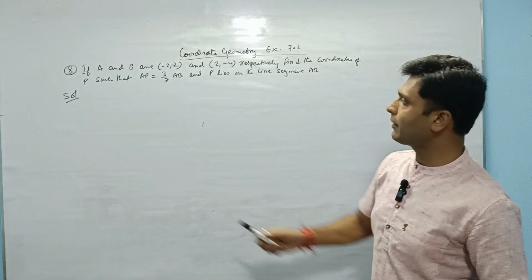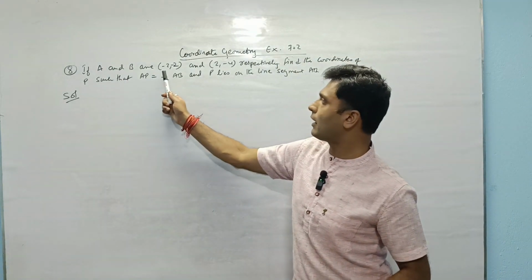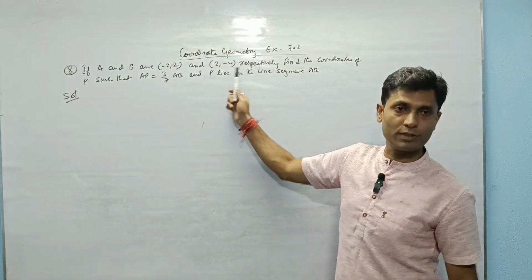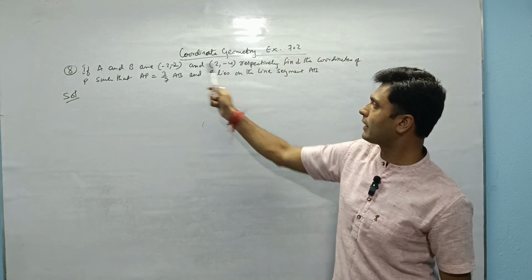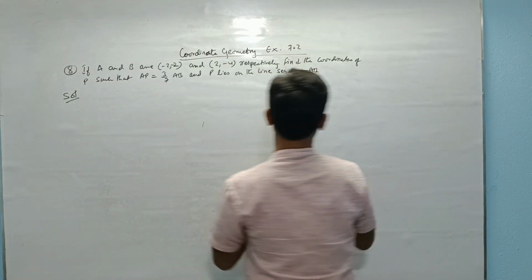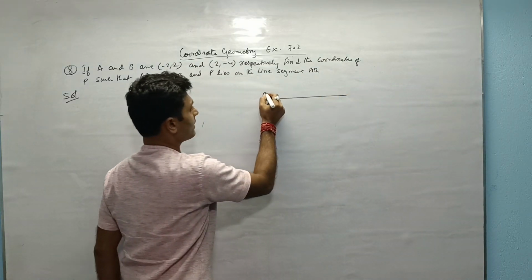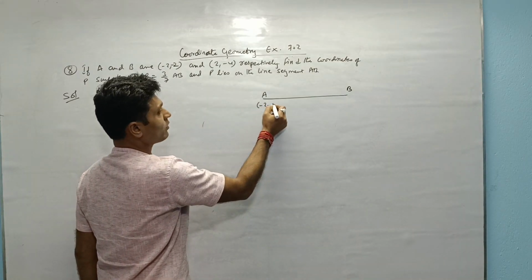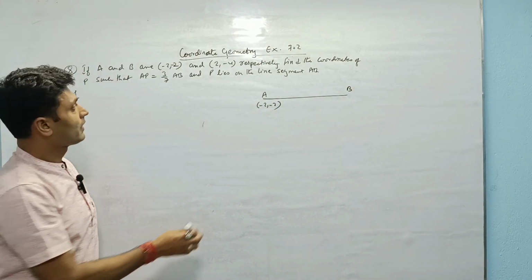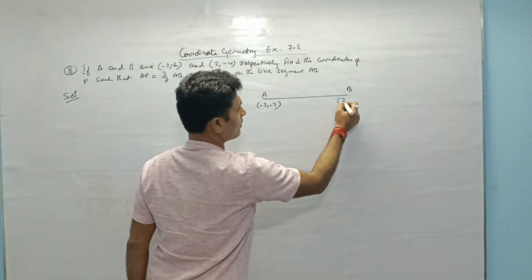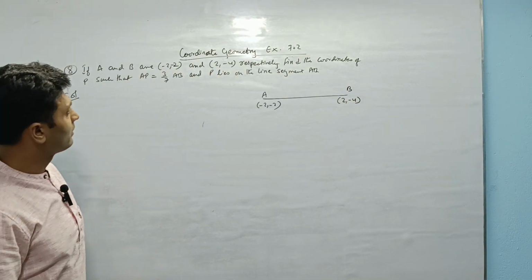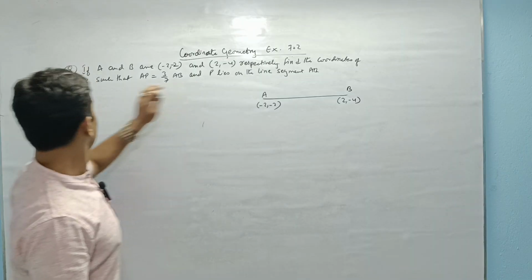It says that if A and B are (-2, -2) and (2, -4) respectively, right? That is, this is A and this is B. Let me draw also. This is A, B. This is minus 2 and minus 2, and this is 2 comma minus 4, right? Find the coordinates of P.